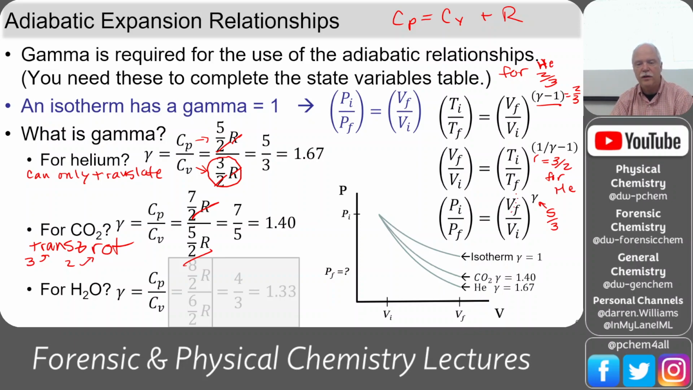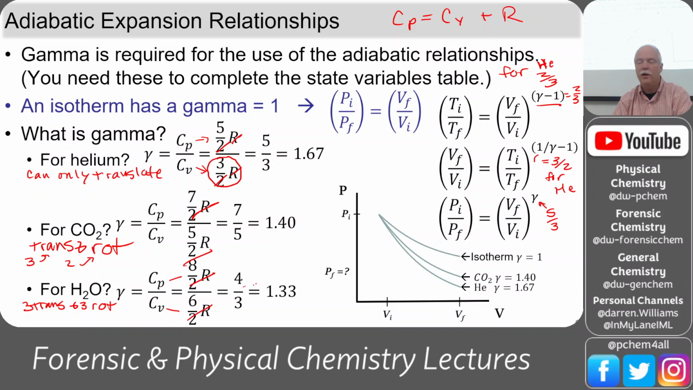So CO2, you kind of see the steepness. An isotherm has a gamma of 1. Helium has the largest gamma, so it is the biggest drop. CO2 is 1.4. Let's do water. So water, now we have 3 translations and 3 rotations. So we have 6 halves R for CV, and you add another 2 for CP, so that's 8 halves R for CP. We can cancel the 2's and the R's, and we can divide everything by 2, so we have 4/3 for gamma.